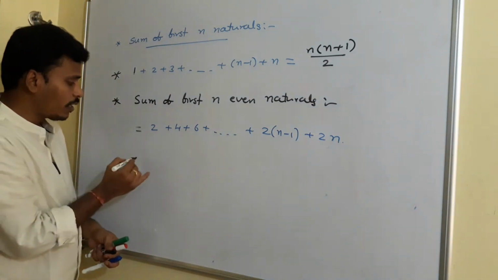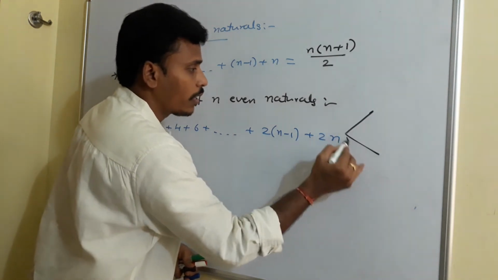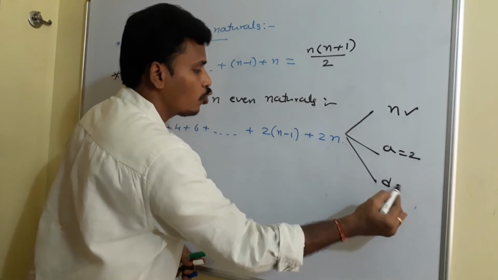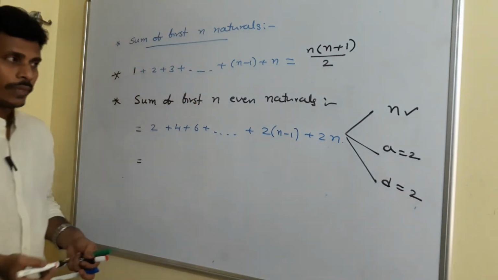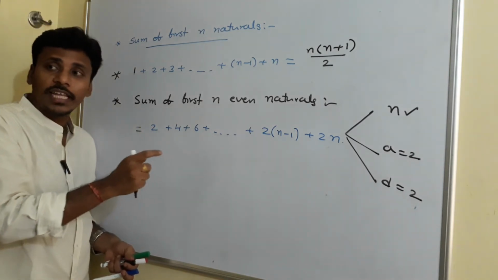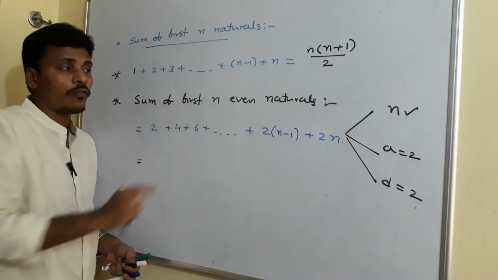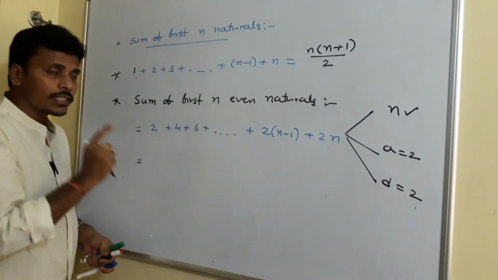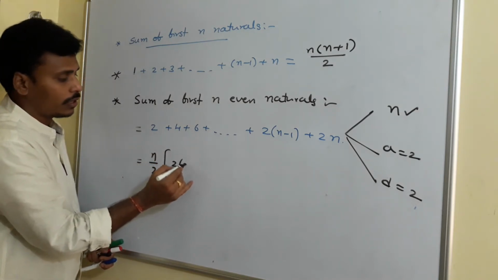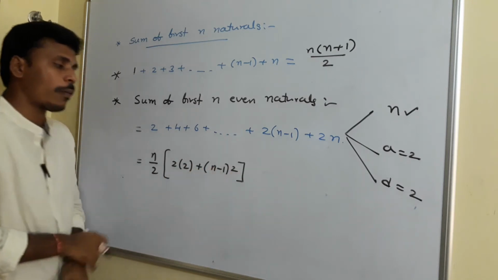Here I am moving with the arithmetic sequence. If you observe, this arithmetic sequence contains n numbers, and the first term is 2, whereas the common difference is also 2. Again, for the first n even naturals, the first term is 2, the common difference is 2 and the total number of terms is n. Now if you apply the sum of n terms of the arithmetic sequence, this is n by 2 times 2a, that means 2 into 2 plus n minus 1 times again 2, since the common difference is again 2.